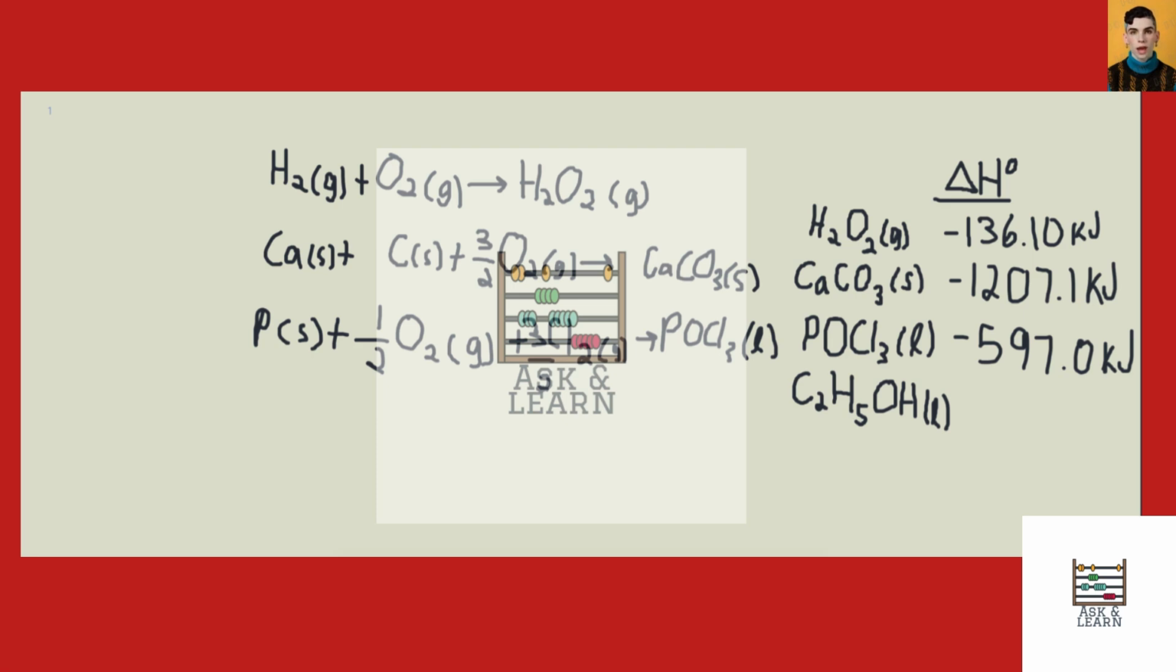And now we're going to look at C2H5OH. So we're going to have carbon plus hydrogen plus oxygen. And remember, when we're talking about the formation of a compound, we're talking about its formation from the individual elements in their standard state. And the enthalpy of formation of individual elements in their standard state is always going to be 0 kilojoules.